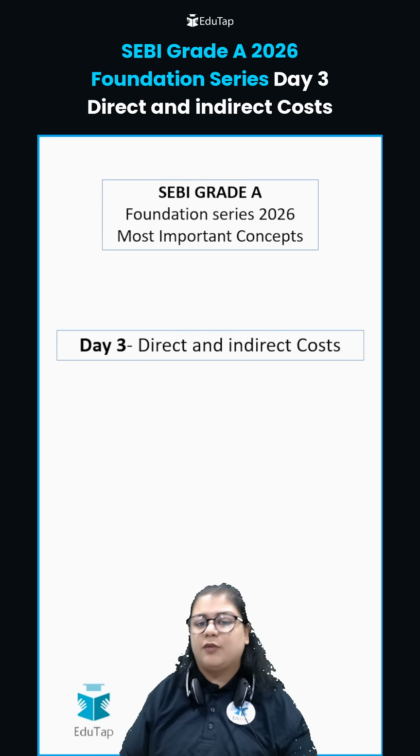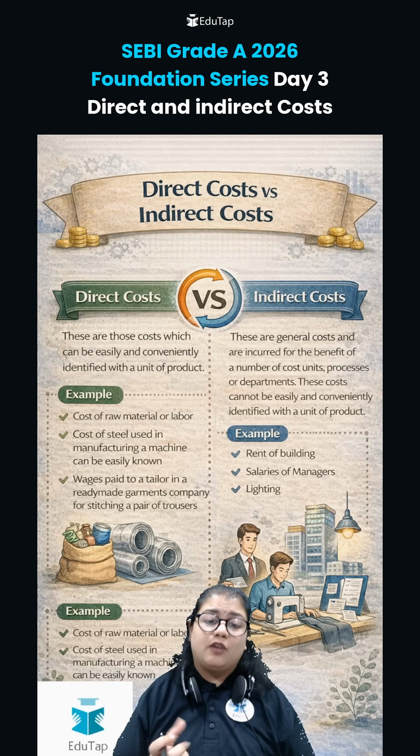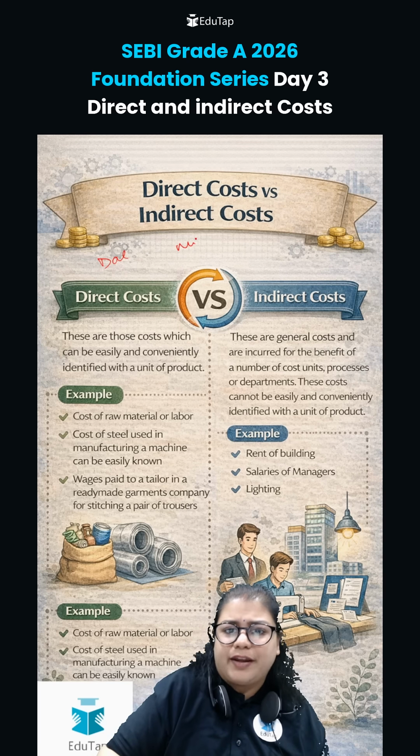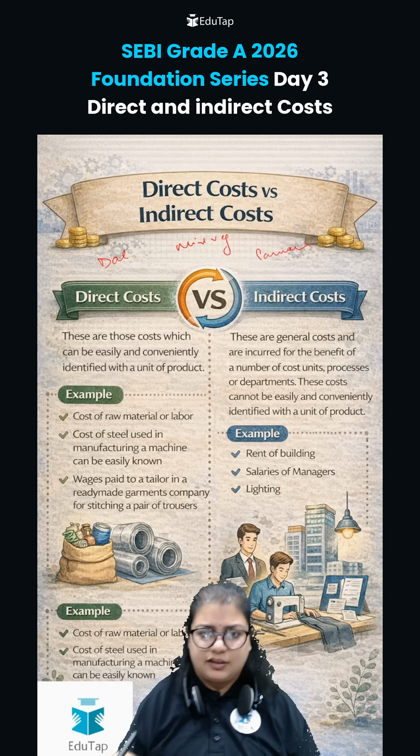Today is day 3 where we'll be talking about direct and indirect cost. So let us take the example of a restaurant. Okay, for example, you own a restaurant wherein you are making some dal, your mixed veg, and maybe some paneer dishes. Okay, so basically every dish has its own cost, right? It has some indirect cost and direct cost, right?